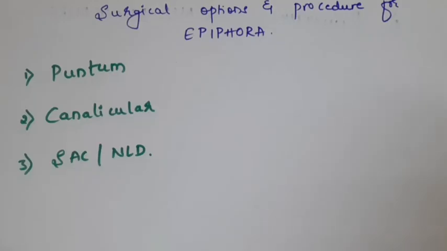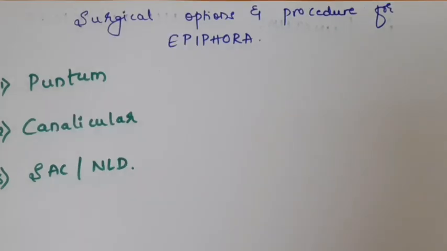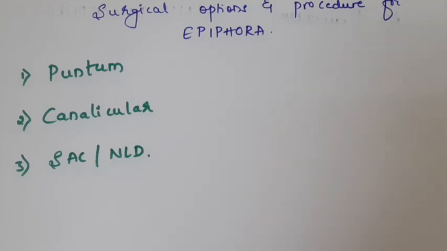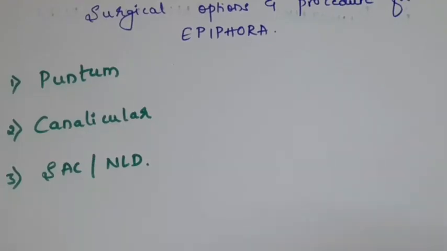Like for the punctal obstruction, we do the snip procedures. In the canalicular obstruction, we have conjunctivo-dacrocystorhinostomy, or also called the Lester-Jones procedure. In case of sac obstruction or the NLD obstruction, we have dacrocystectomy, that is DCT, and the DCR, that is dacrocystorhinostomy, and the various subtypes of DCR. And for each surgical procedure, I will be discussing the specific indications, the surgical procedure, as well as the advantages and disadvantages of that surgery. So without much delay, let's begin our video.